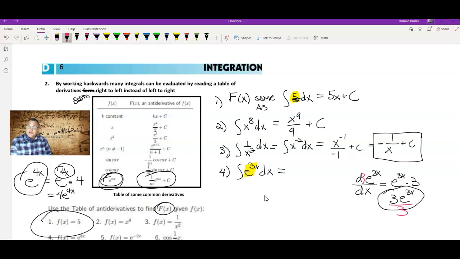So if this had a 3 out front, then when I did the derivative, it would just be e to the 3x. So my antiderivative here, or integral, is going to be e to the 3x over 3, or 1/3, plus a constant.